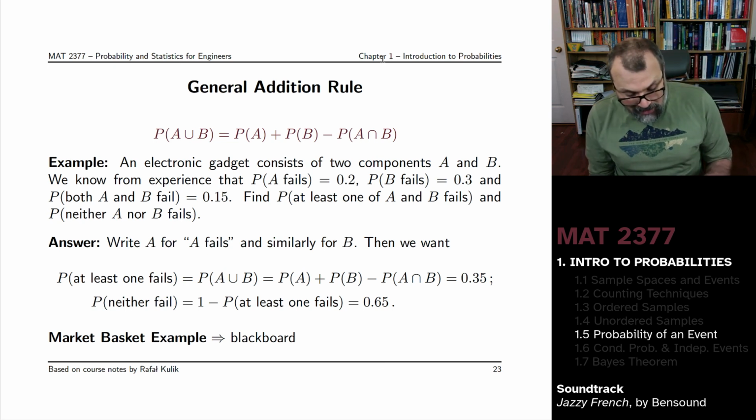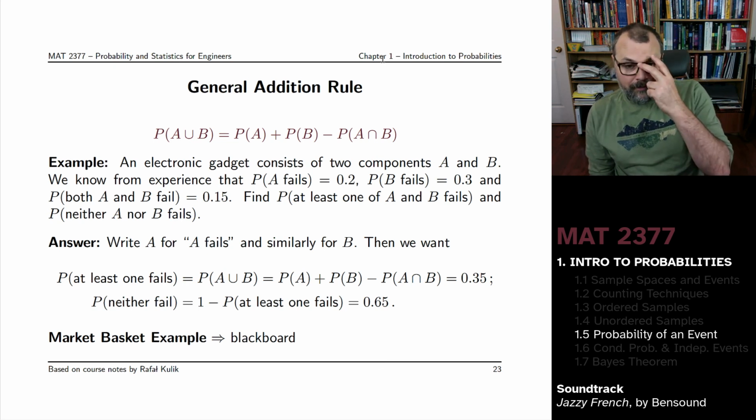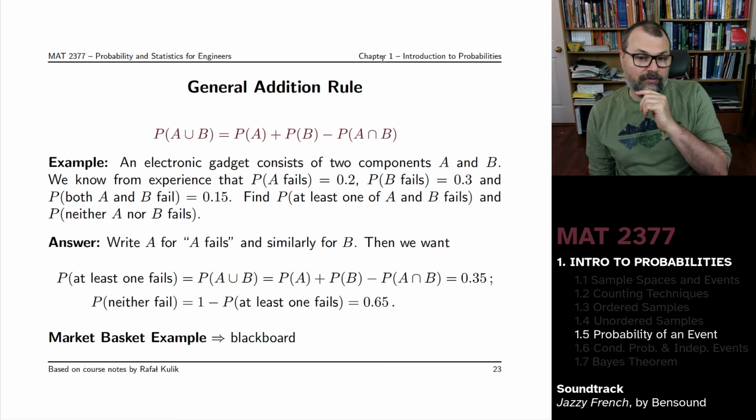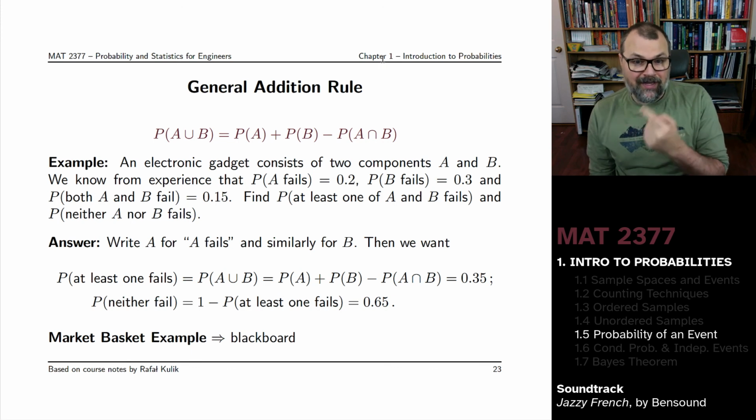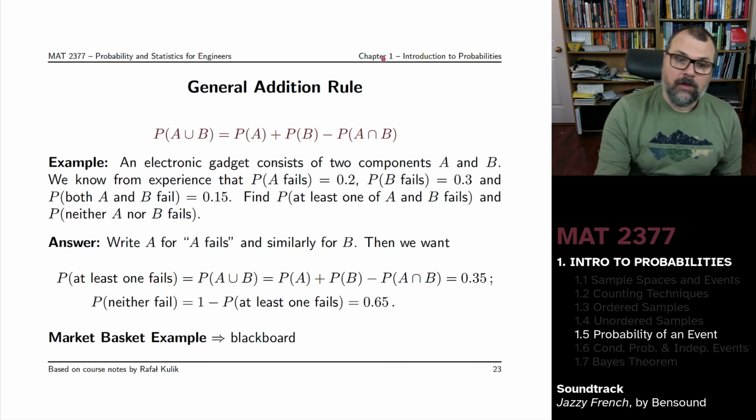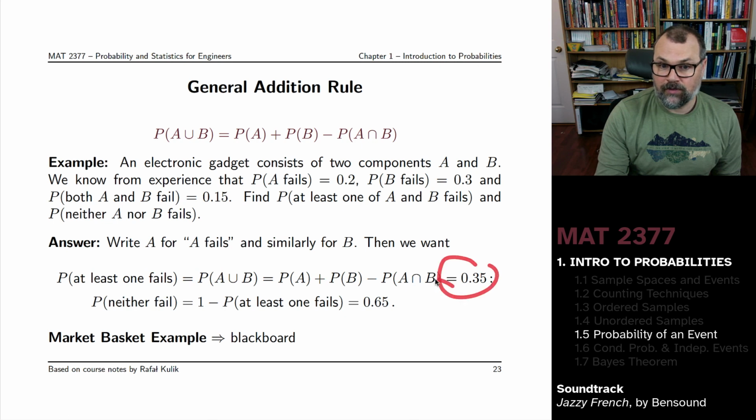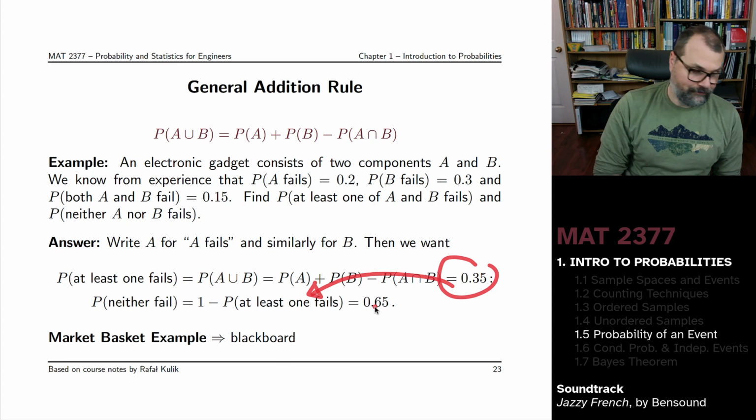What's the probability that neither of them will fail? Well, neither of them failing, that's the complement of at least one of them failing. So that should be 1 minus the probability of at least one of them failing. 1 minus 0.35, the number you have here, gives you 0.65.